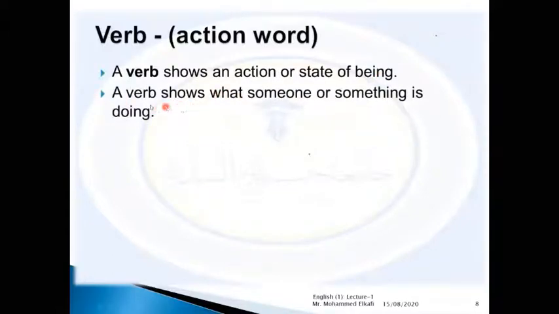A verb shows what someone or something is doing. So this is its function. It shows what someone or something is doing. So the doing of a thing is connected with the verb. So a verb can show action or state of being. And also the verb shows what someone or something is doing. Someone for humans and something for things or animals.